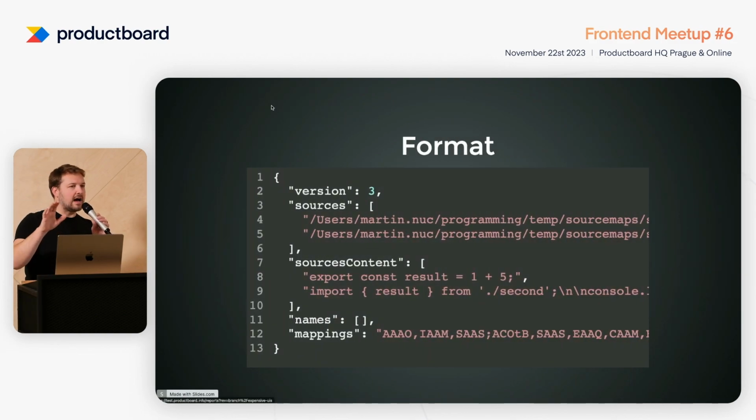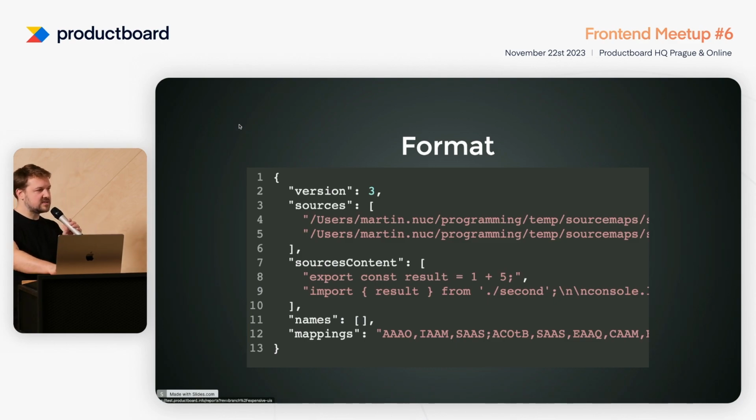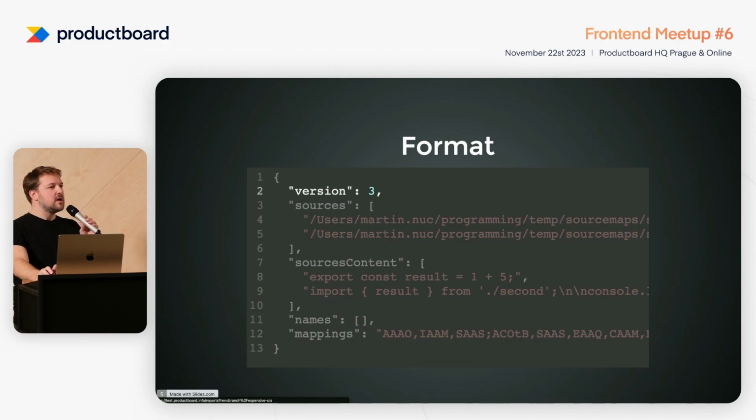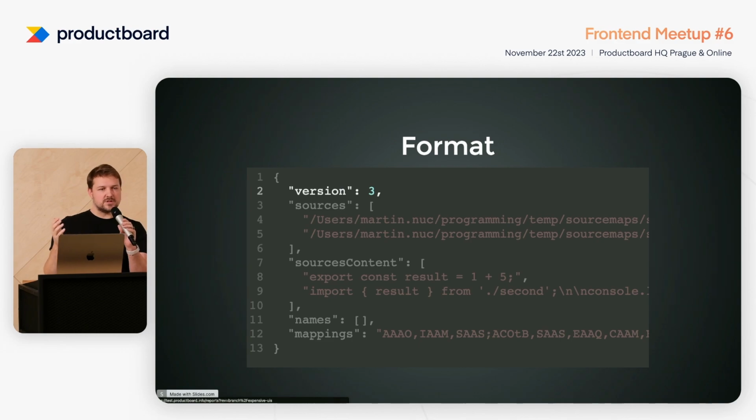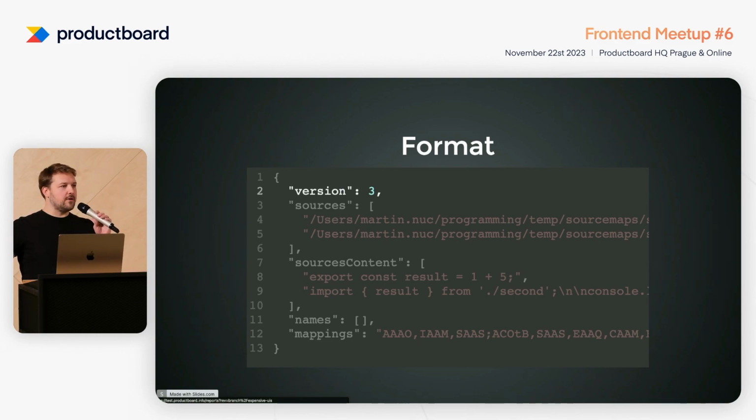Right. So what does the source map JSON look like? It has several properties. The first one is version. Today, the current version is version 3. It's been here for a long time, since 2011 or so. So it's a really old and mature technology.